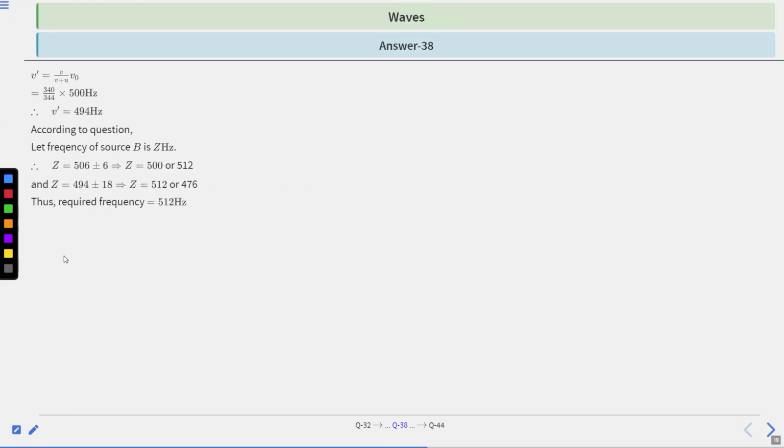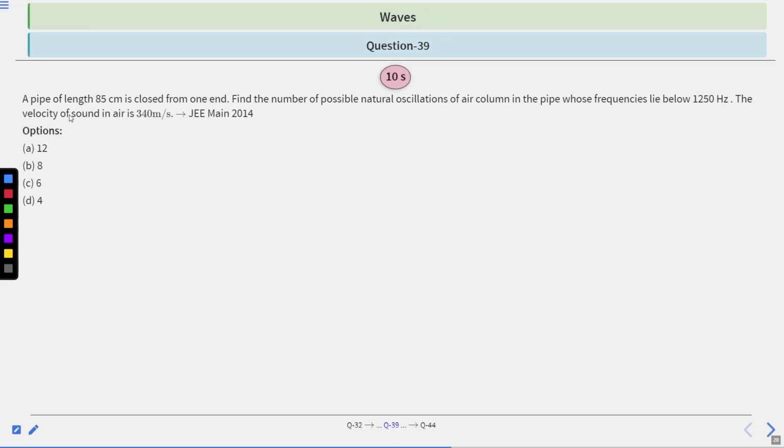Next question, question 39. A pipe of length 85 cm is closed at one end. Find the number of possible natural oscillations of the air column in the pipe whose frequencies lie below 1250 Hz. The velocity of sound in air is 340 meter per second. Given options: option A is 12, option B is 8, option C is 6, and option D is 4. Which one is correct? You have 10 seconds to solve this question. After 10 seconds, we will provide the solution.